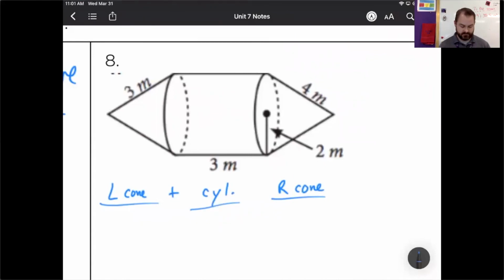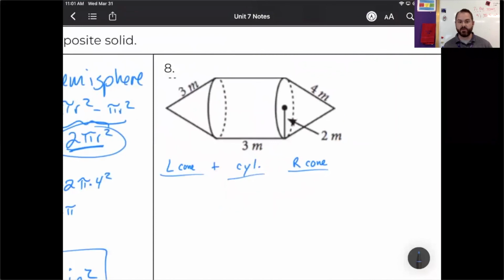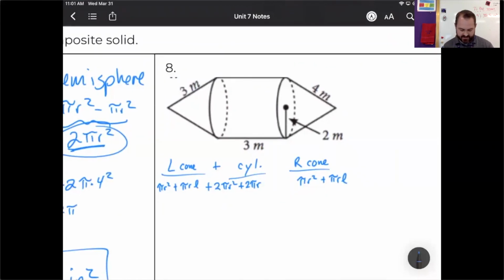Now, again, the surface area formula for a cone is pi r squared plus pi r L. Same thing on the right side, pi r squared plus pi r L. The surface area of a cylinder is 2 pi r squared plus 2 pi r, not L this time because it's not a slanted height, it's a direct height between the circle bases. That's actually this length, left to right. That's our height measurement for that cylinder, so times h.